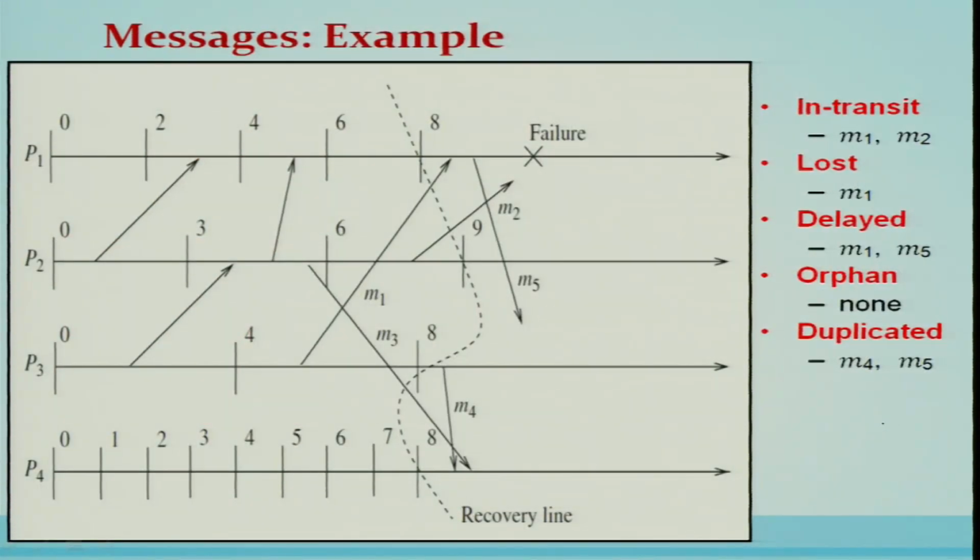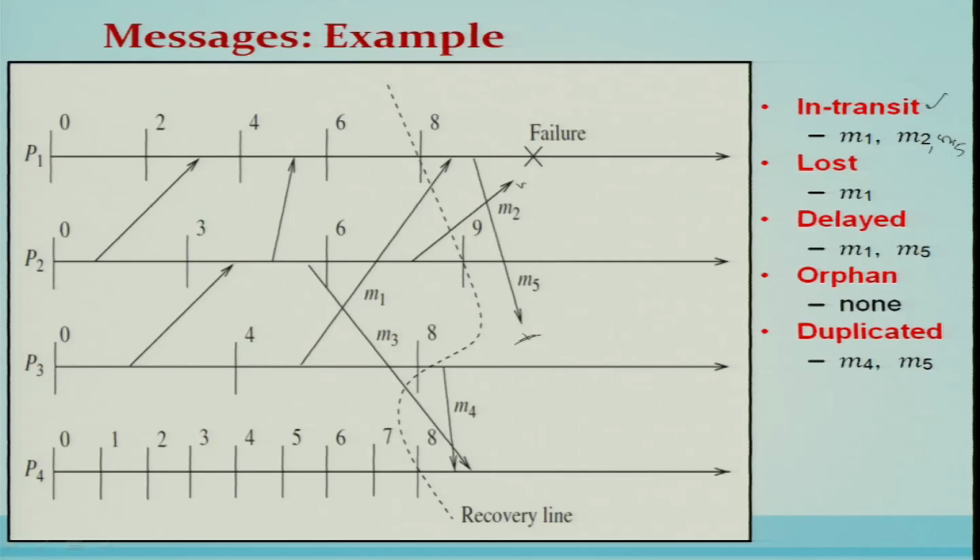Let us understand it in this particular diagram. The first case is about the messages which are in transit, M1 and M2. M1 is this particular message and M2 is this particular message. This is in transit, not yet delivered, and this is M2 also. Here M5 is also in transit.